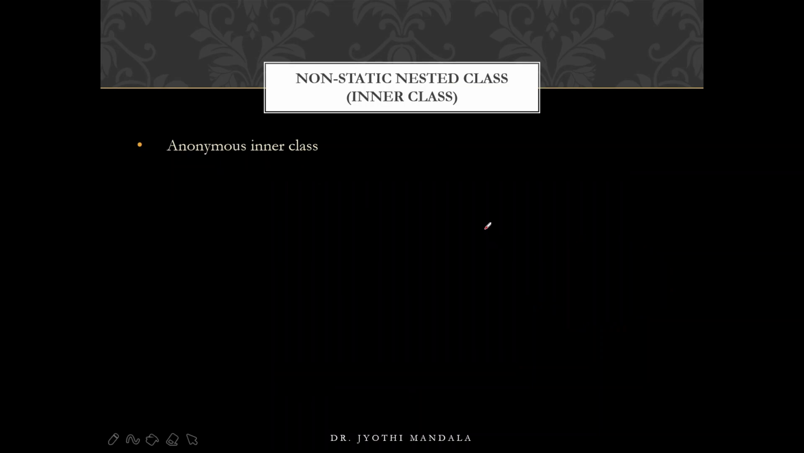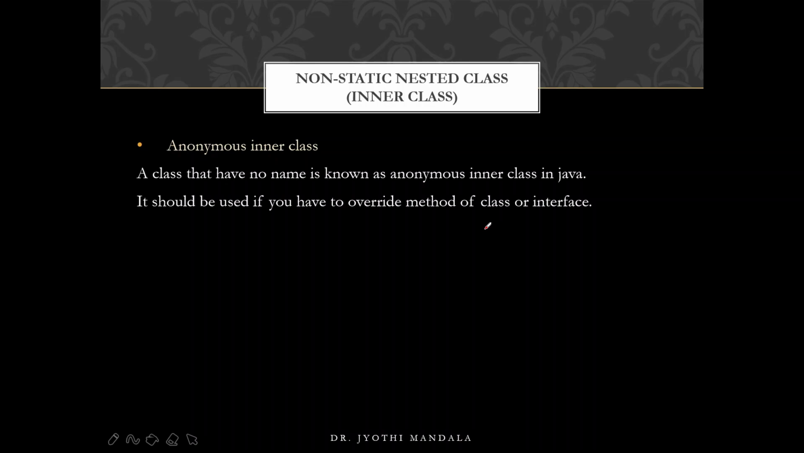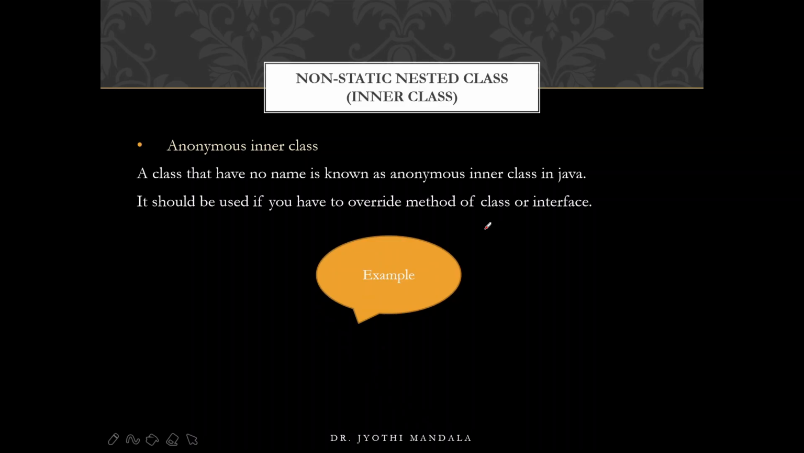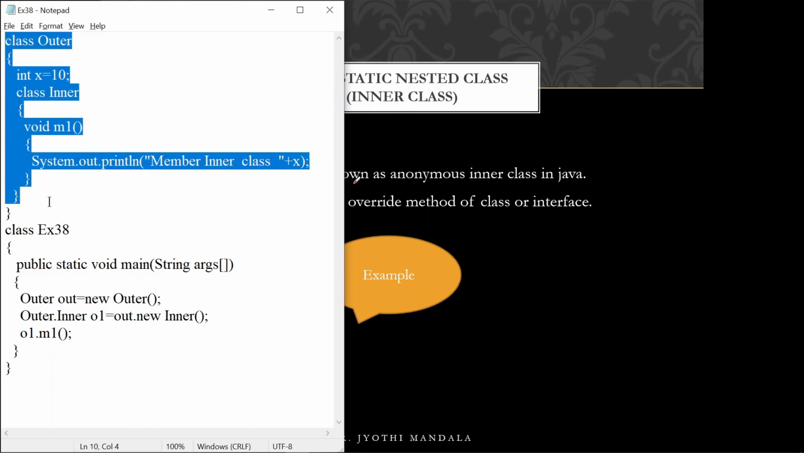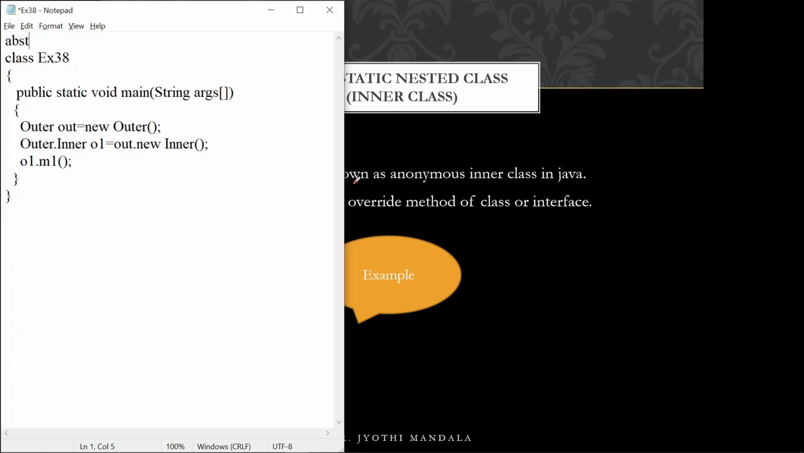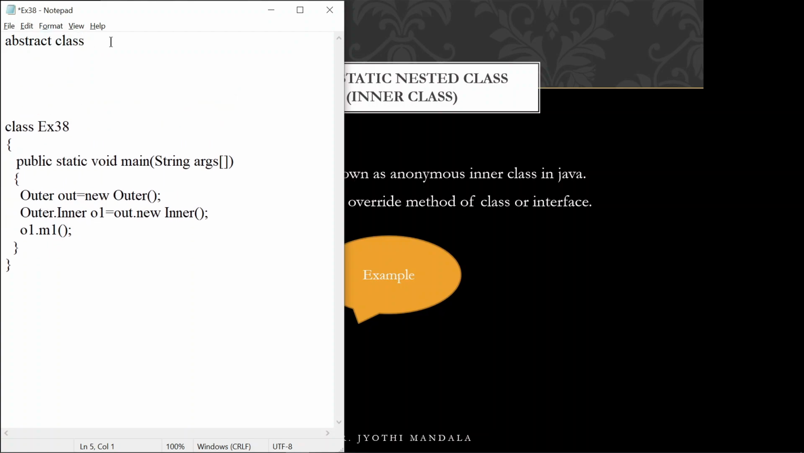The second category is anonymous inner class. In an anonymous inner class, we are not going to give any name to the class, and it is normally used to override the methods of a class or an interface. Let us see an example for this one. Let me remove this one first. What I want to do is create one abstract class. Understand carefully, all of you.